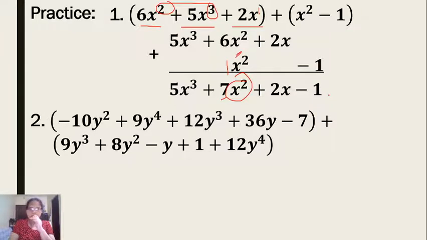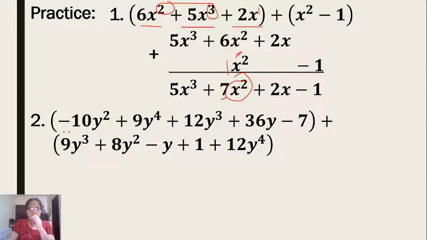How about if we're given -10y squared plus 9y to the 4th plus 12y cubed plus 36y minus 7, and add it to the polynomial 9y cubed plus 8y squared minus y plus 1 plus 12y to the 4th. So to avoid confusion with similar terms, we can rearrange the terms in the polynomial from the variable with the highest exponent to the least, or to the variable with the least exponent.